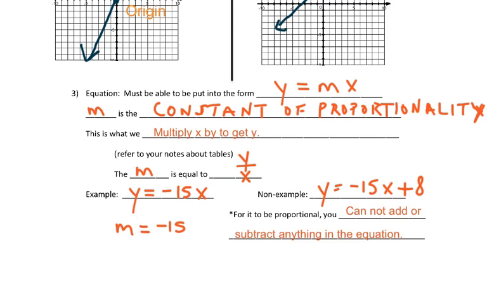So to summarize, we have 3 ways to determine if a relationship is proportional. The first is a table, the second are graphs, and the third is equations. So make sure you study these notes in order to help you with the homework for section 5.1.